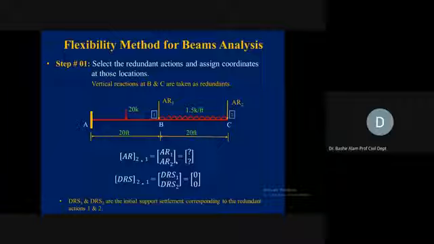AR1, AR2, now you see with question marks. Both are unknowns at this stage. DRS1 and DRS2, again 0 and 0. The spring effects we will be taking in the flexibility coefficient matrix now. So no pre-settlements are given at B and C. So DRS1 and DRS2 are becoming our 0, 0. DRS1 and DRS2, you can see the footnote also, are the initial support settlements corresponding to the redundant actions, which are 0 in this case.